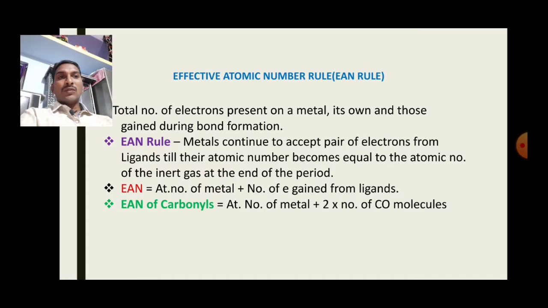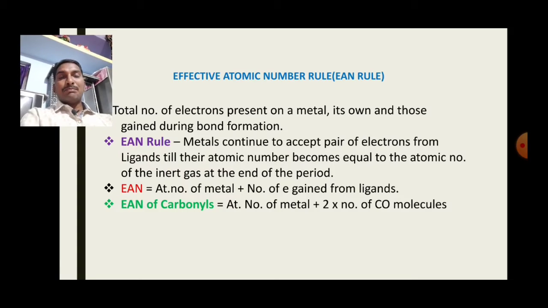While a metal forms the metal carbonyl, it can acquire electrons: the number of electrons present on the metal itself, plus those gained during the bond formation. That means during the formation of a metal carbonyl, the metal can gain some electrons from the carbon monoxide molecule, so that the electronic atomic number becomes equal to the next noble gas.